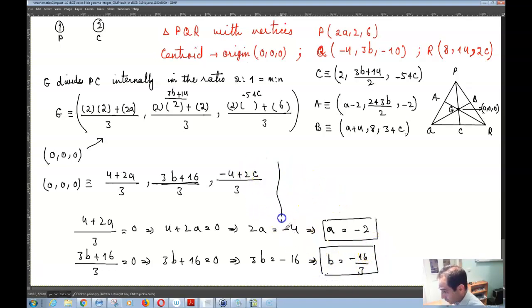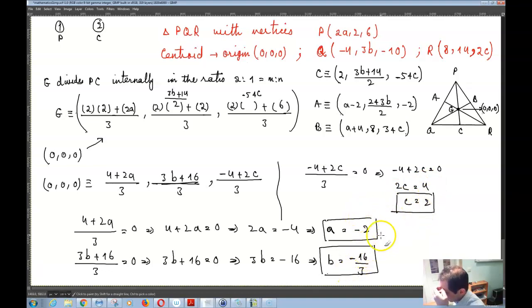And if negative 4 plus 2c over 3 is equal to 0, that means negative 4 plus 2c is equal to 0, so 2c is equal to 4 and c is equal to 2. And those are the values of a, b, and c. Hopefully, of course, I'm not really sure. A is equal to negative 2, B is equal to negative 16 thirds, and C is equal to 2. The answer is actually correct.